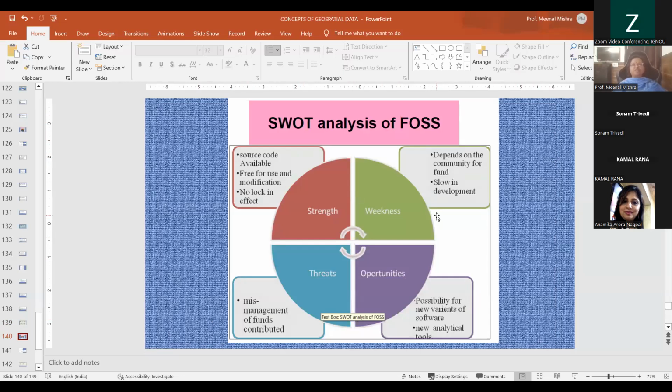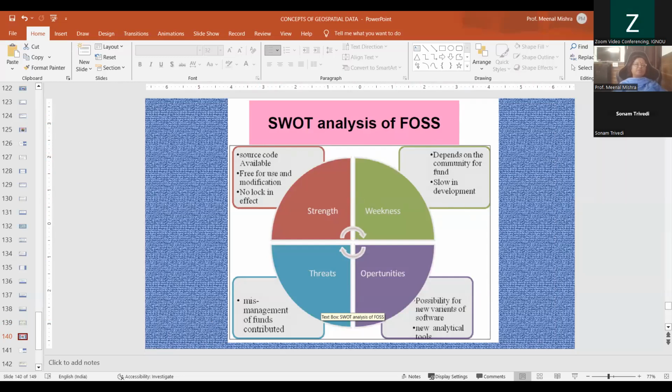And then lastly, let's come to the SWOT analysis of FOSS. The source code is freely available. It is free for use and modification, and there is no lock-in effect. These are the strengths. And weaknesses: it depends on community funding, and development is very slow. Threats: mismanagement of the funds contributed. And opportunities: possibility for new variants of software and new analytical tools. These are the opportunities.